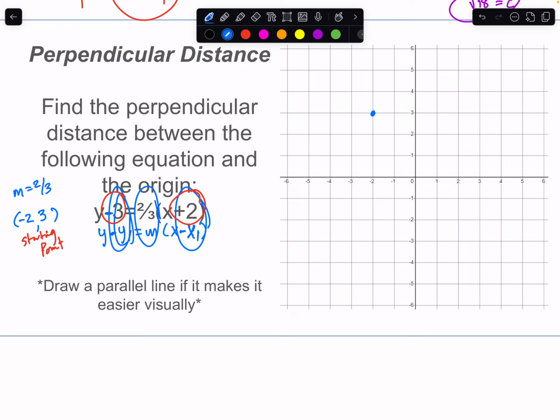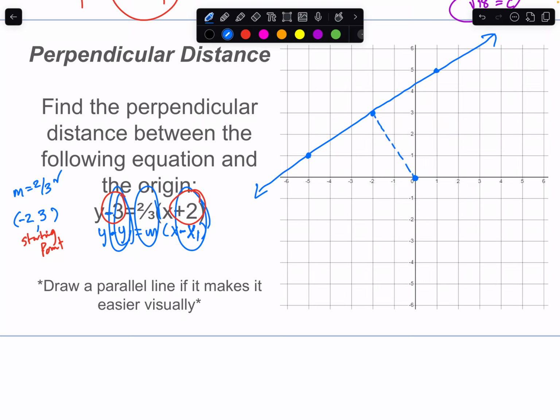From here, I can use the slope of 2 over 3 to graph it. Up 2 over 3. Down 2 over 3. I always recommend graphing at least 3 or 4 points in order for the line to be pretty accurate. Now, I want to figure out the distance between this line and the origin, which is down here. I want to figure out this length.